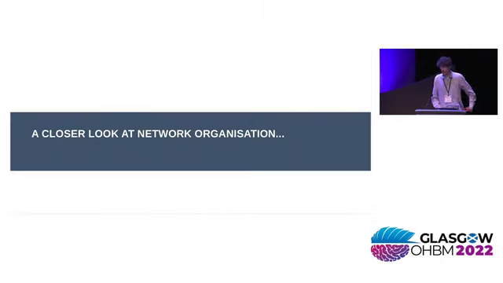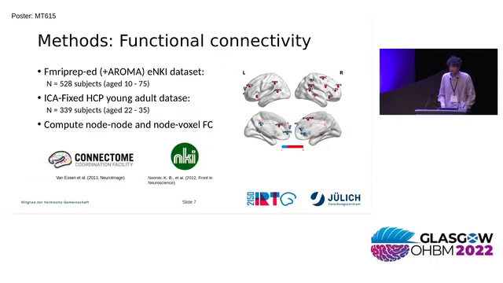Okay, so we have a network, and now we're interested in how this network is organized. So what we did is we used resting state data from two data sets to make sure that our results replicate. And we calculated node-to-node functional connectivity, as well as node-to-voxel functional connectivity. So here I'm talking about those nodes that we've extracted from the meta-analysis.